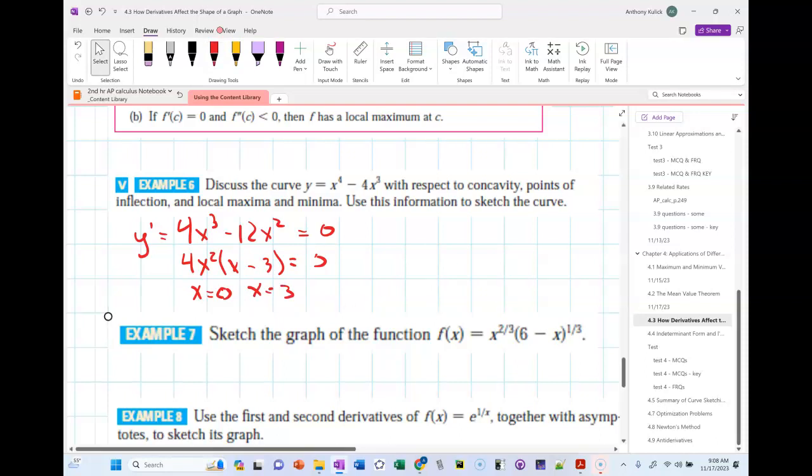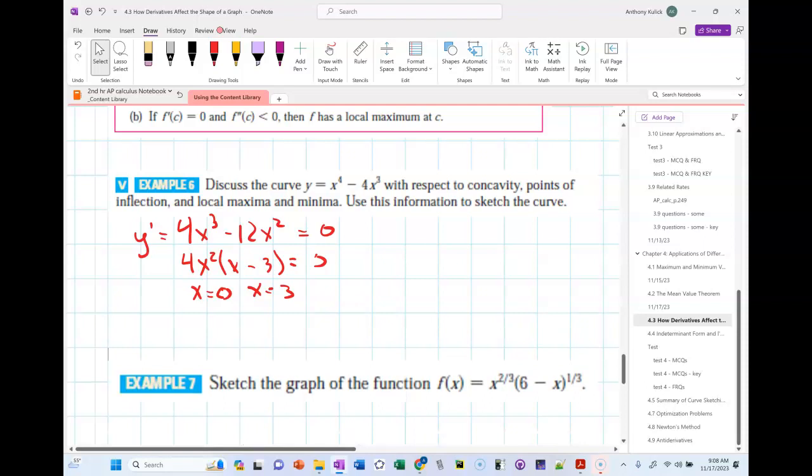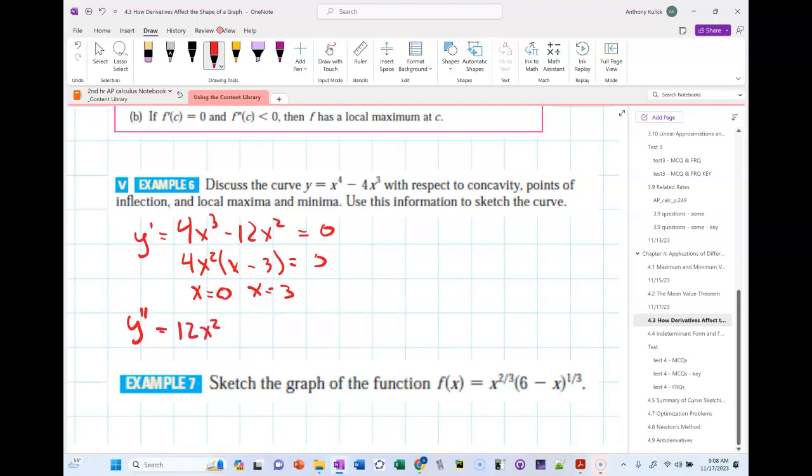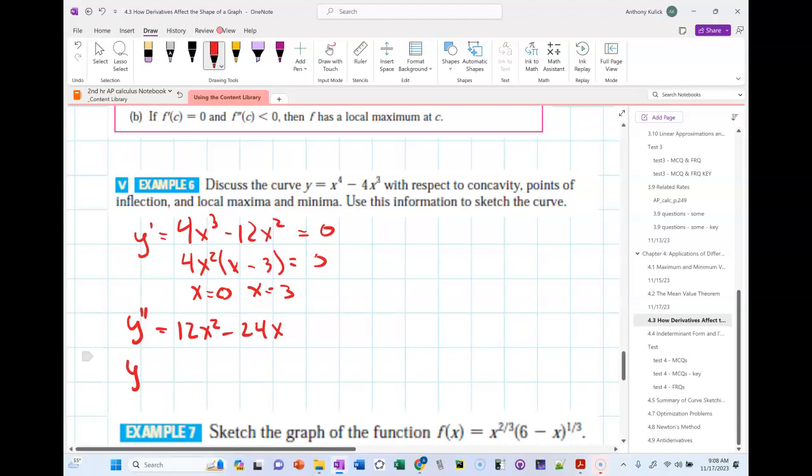Everybody okay there? So another way, other than doing my first derivative test, where I look at whether the graph is increasing and decreasing, I can calculate the second derivative, which is pretty easy, and look at the second derivative at 0 and at 3.